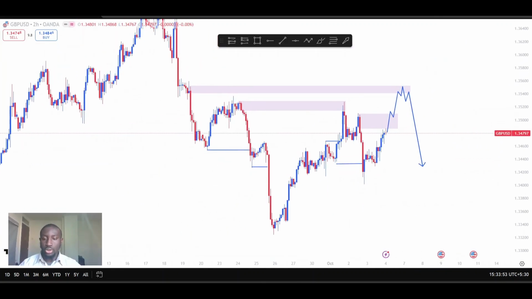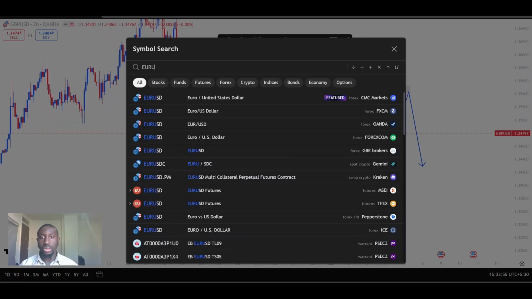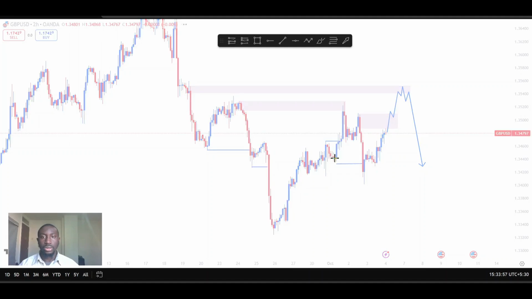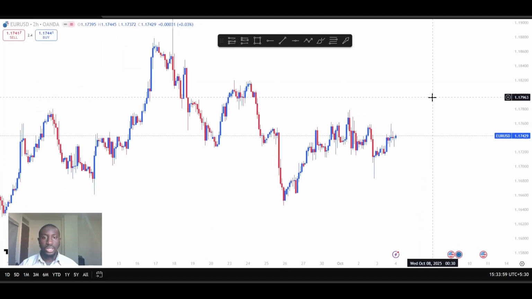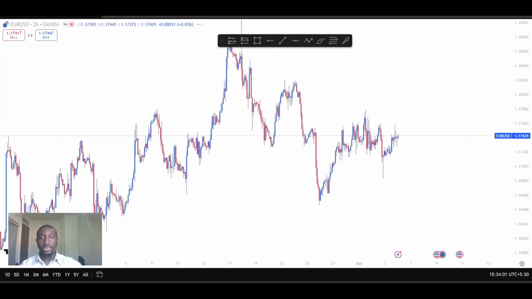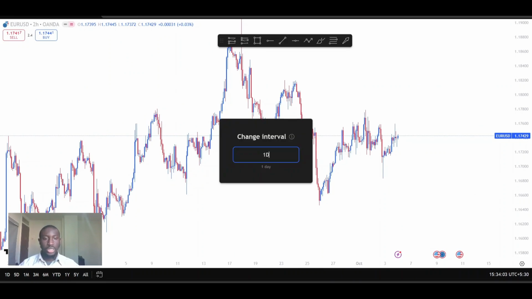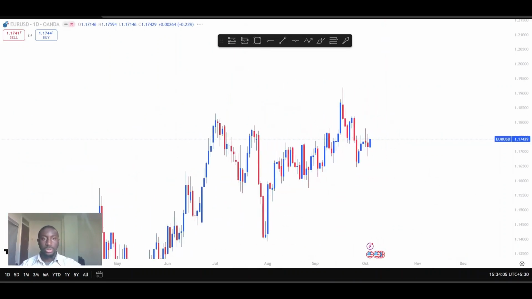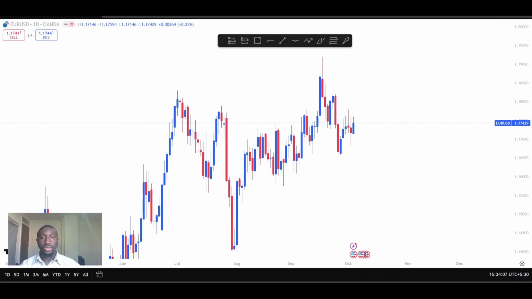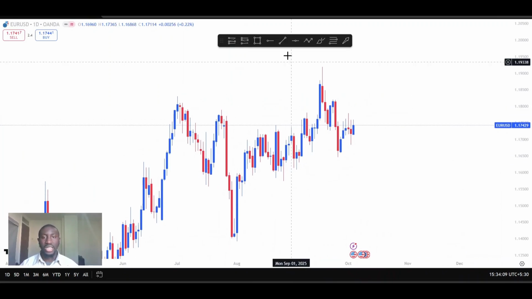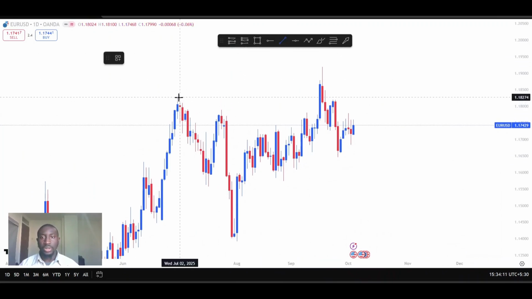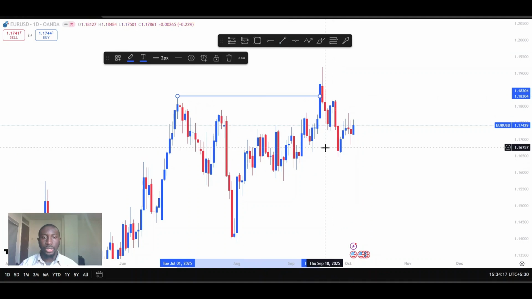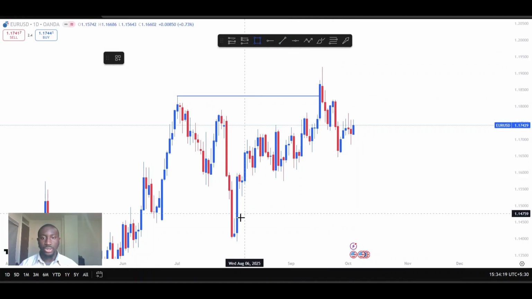Now let's go to Euro USD. If you look at Euro USD, the same thing. You are still going to buy. Let's go to the daily time frame. If you see, I think the Euro USD chart is really clear. There was the all-time break of structure from here, and now this is the low that caused the break.